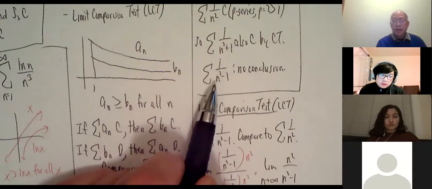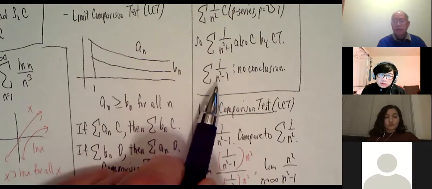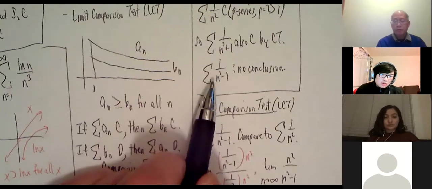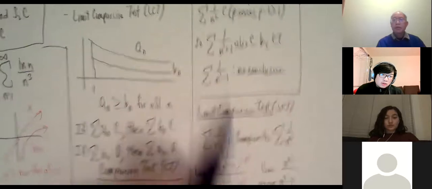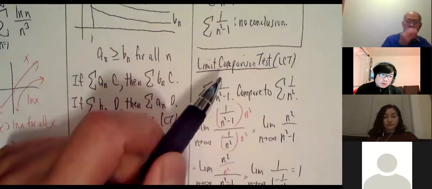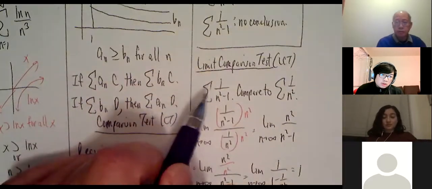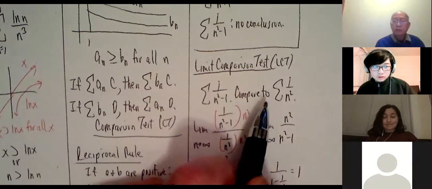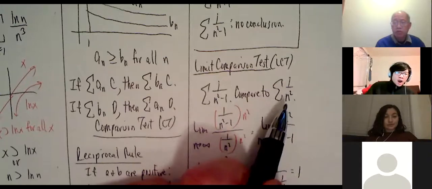If I plug in, remember n is approaching infinity, so I plug in 1,000,000. There's not much difference between 1 over 1,000,000 squared and 1 over 1,000,000 squared minus 1. Okay? So then I would use the limit comparison test. So here's the way limit comparison test works. You're given a summation of 1 over n squared minus 1. I will compare it to summation of 1 over n squared because I know what happens to summation 1 over n squared.